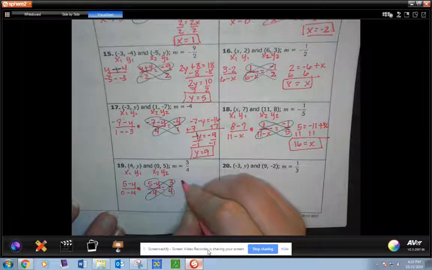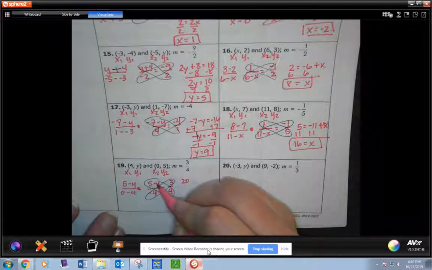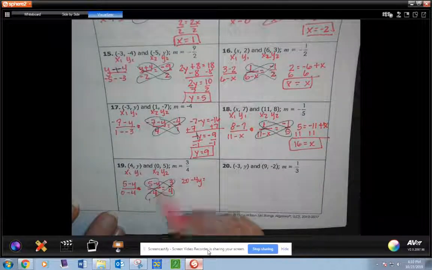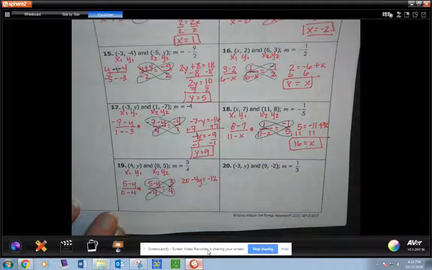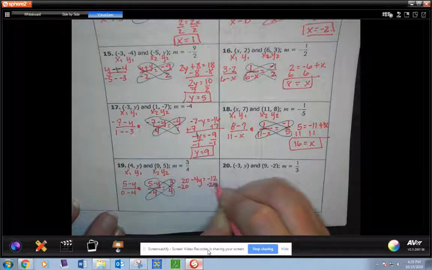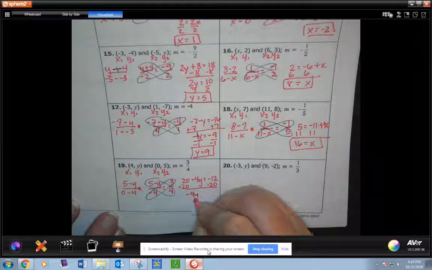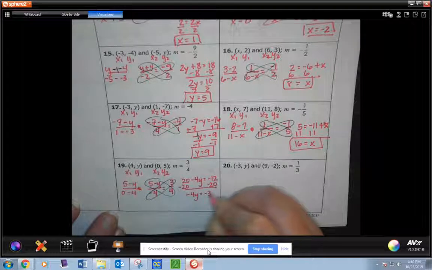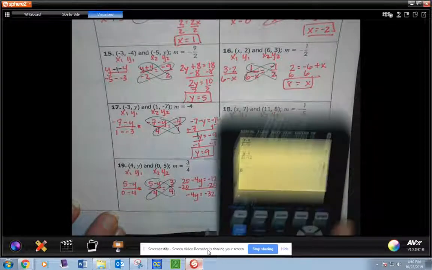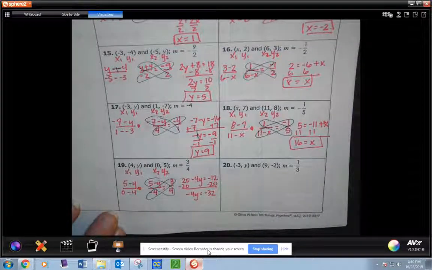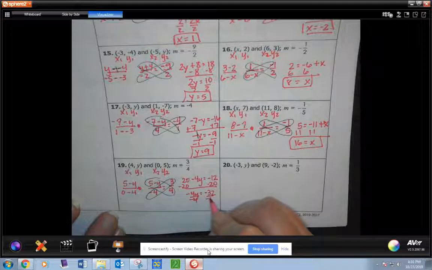5 times 4 is 20. Negative y times 4 is negative 4y. Put my equals. Negative 4 times 3 is negative 12. To get y by itself, I must subtract 20. That leaves me with negative 4y. And this becomes negative 32. Just doing negative 12 minus 20. When I divide by negative 4, negative 32 divided by negative 4 is 8.